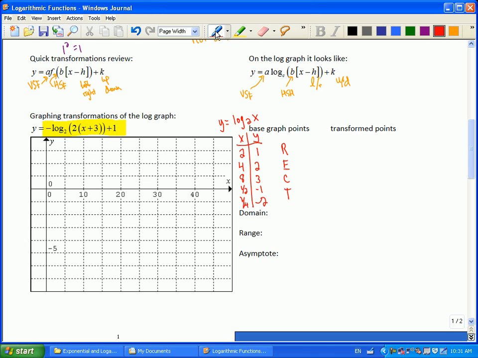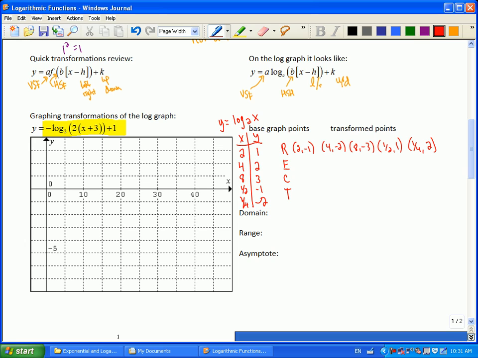Yes, there are. Is it an x or y axis reflection? Good. So that means the y coordinate on all these are going to get flipped. So I'm going to have (2, -1), (4, -2), (8, -3), (1/2, 1), (1/4, 2).